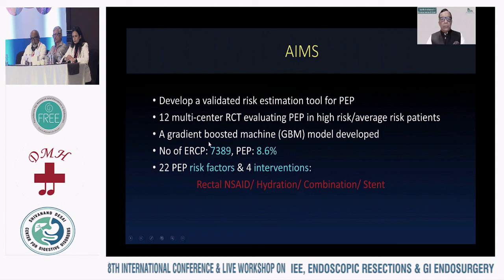A gradient boosted machine model was used. This included 7,000 plus ERCP with a PEP rate of 8.6%. We evaluated 22 possible post-ERCP pancreatitis risk factors and 4 possible prophylactic interventions: rectal NSAID, hydration, combination, or stenting.